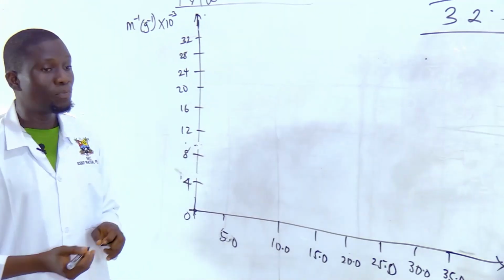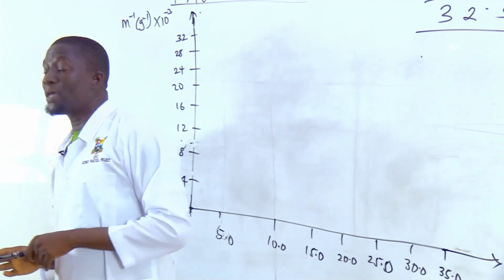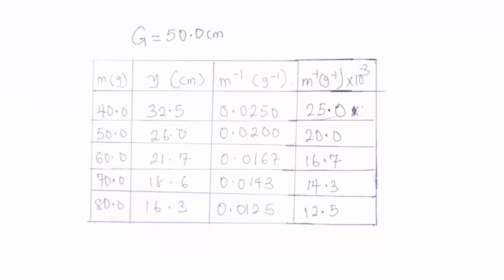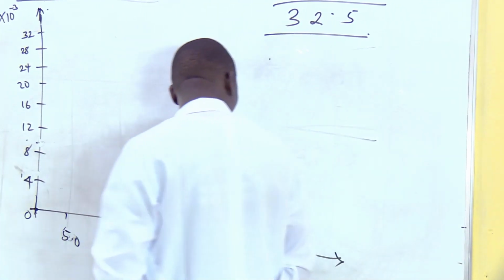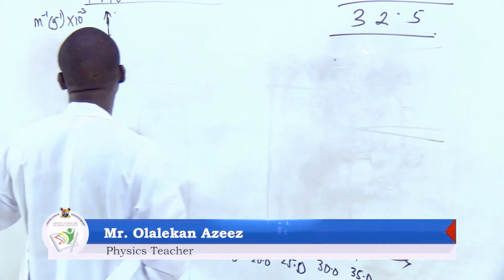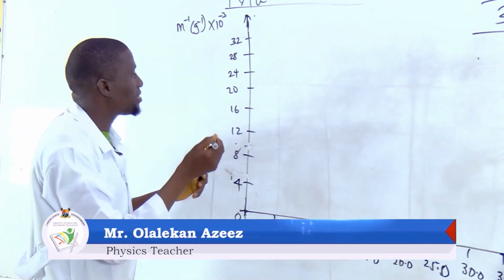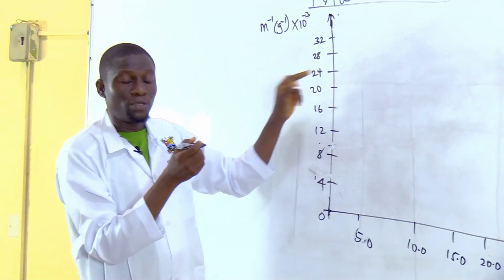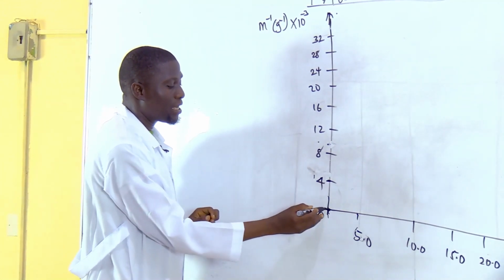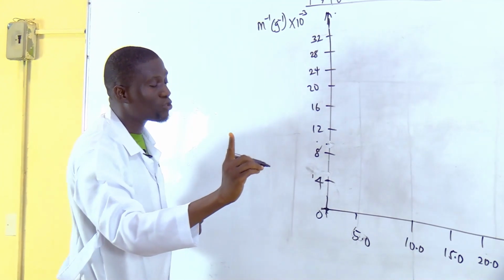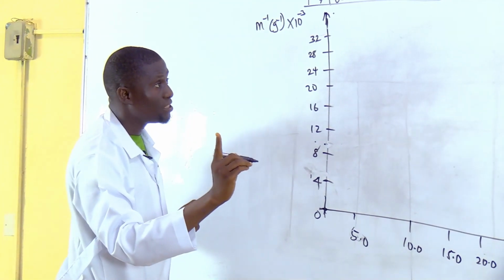Now I will start the plotting of the points based on the table provided. I'm going to look at the points now. The first point is 25.0 against 32.5. You come here to the vertical axis, you look for 25.0. Don't forget, a bus from here to here represents what? And that takes us back to the unit of the graph.